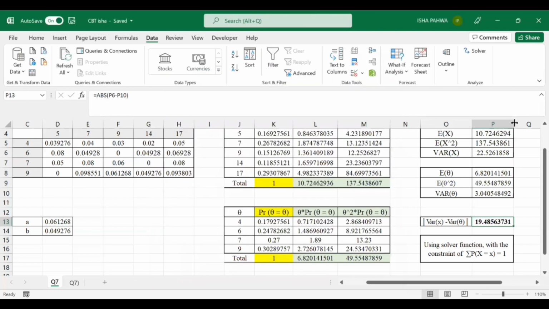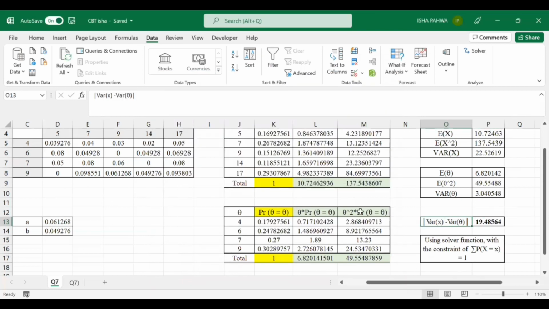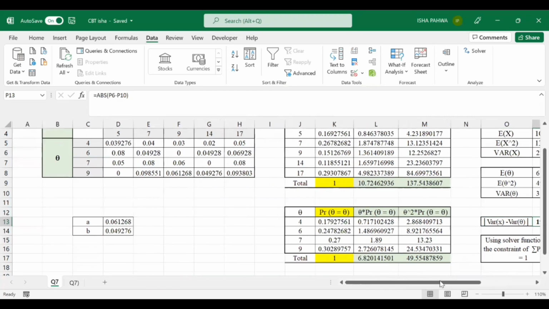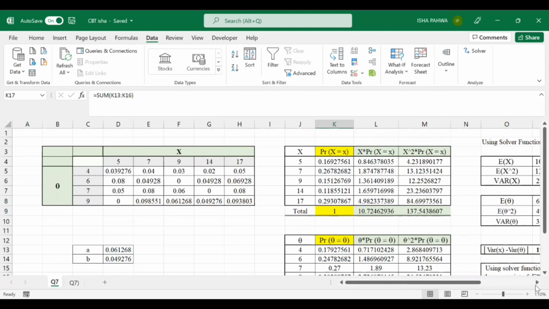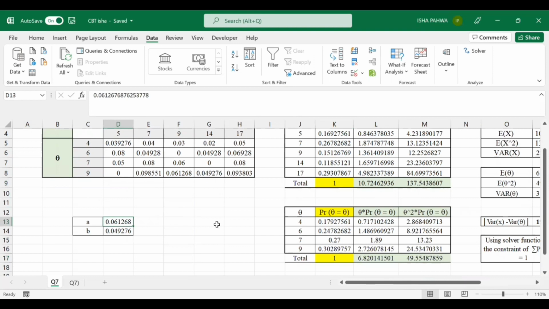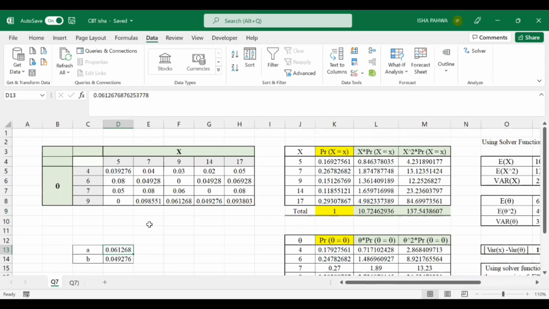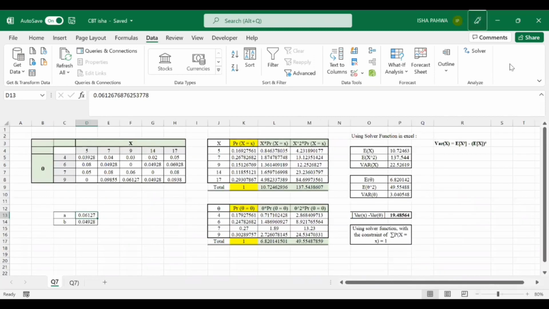When we do this, we get the answer for the absolute difference between the variance of X and the variance of theta similar to the one given in the question. Similarly, we get the total probability sums equal to 1 and 1. So therefore, our answer is now correct, and the value of A is 0.061268 and B is 0.049276. So this is the whole working for the question. Thank you.